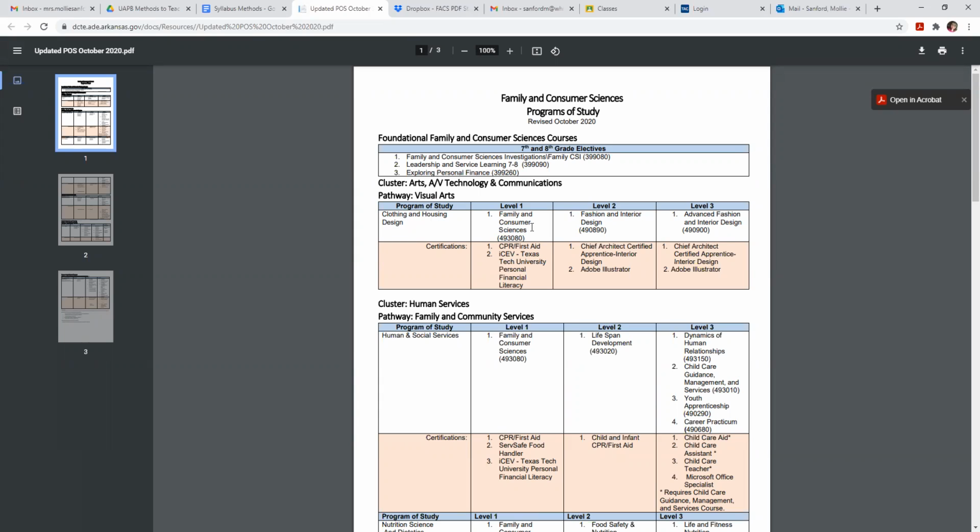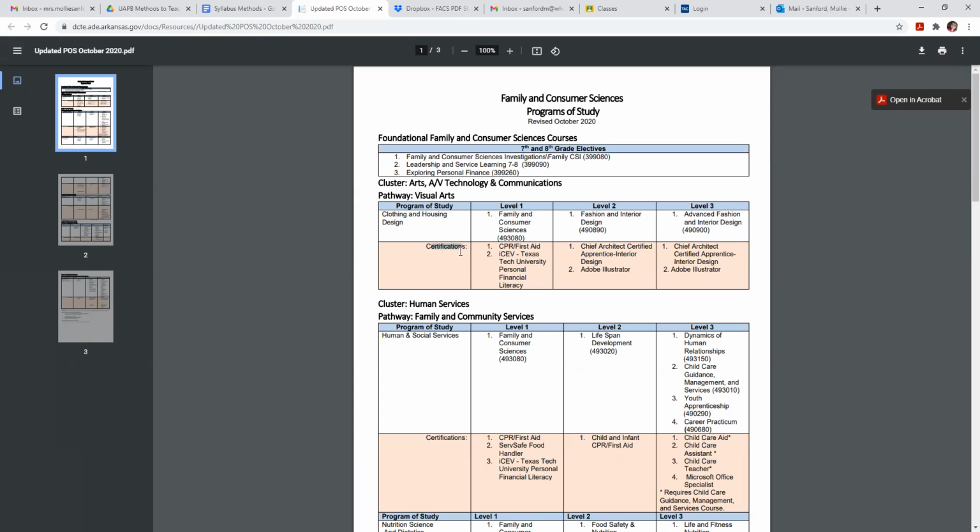So the first class students would take would be the Family and Consumer Sciences for 1 year. And after they take that, then they're eligible to take Fashion and Interior Design the next year. And then the following year, they may now take Advanced Fashion and Interior Design.